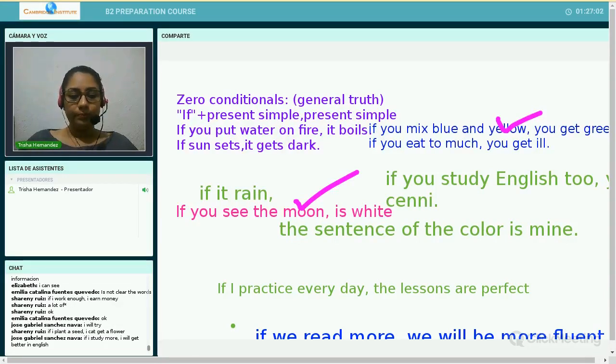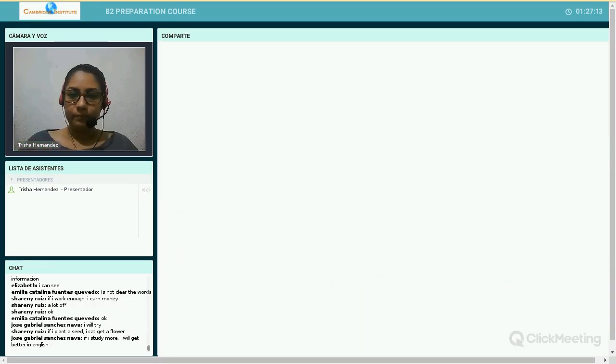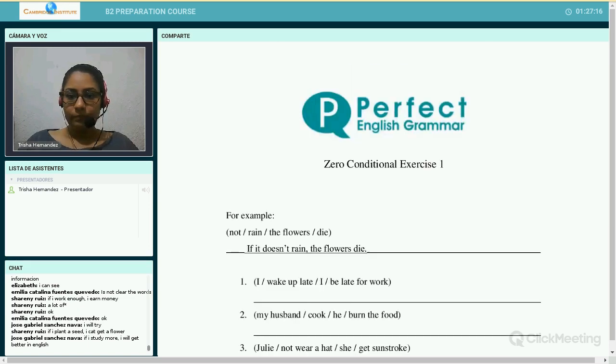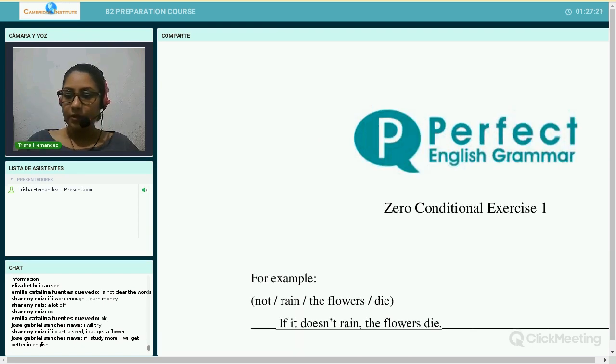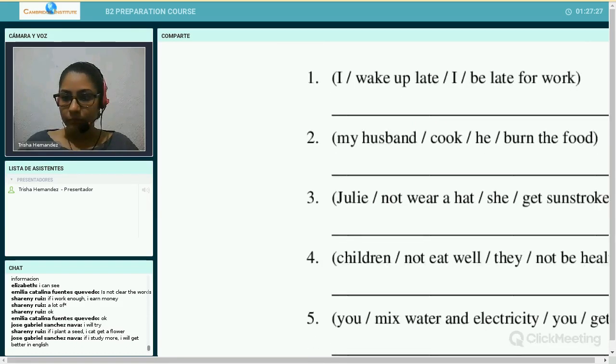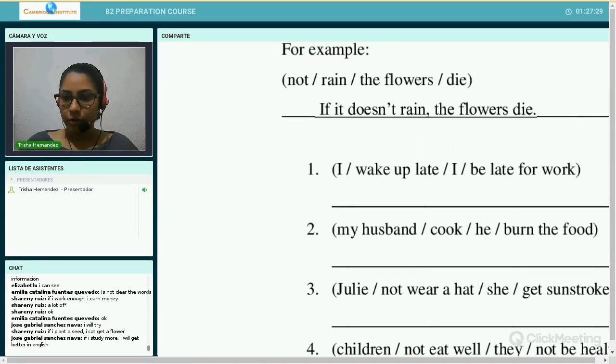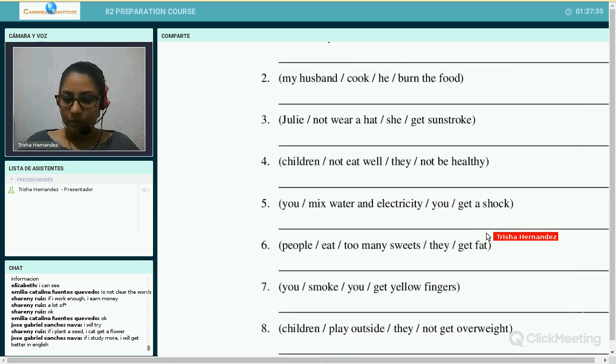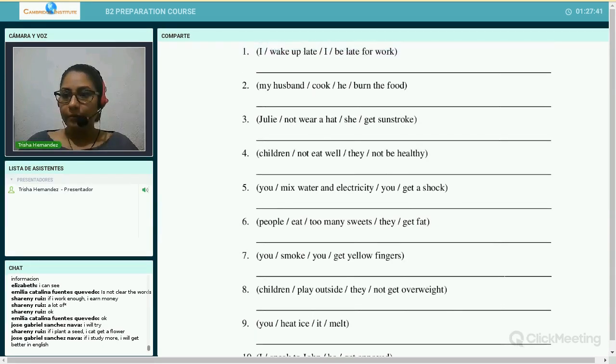Just let me know when you're able to see it on the screen. Okay. It looks like it's loading. It's a zero conditional. Here it is. Okay, here we are.